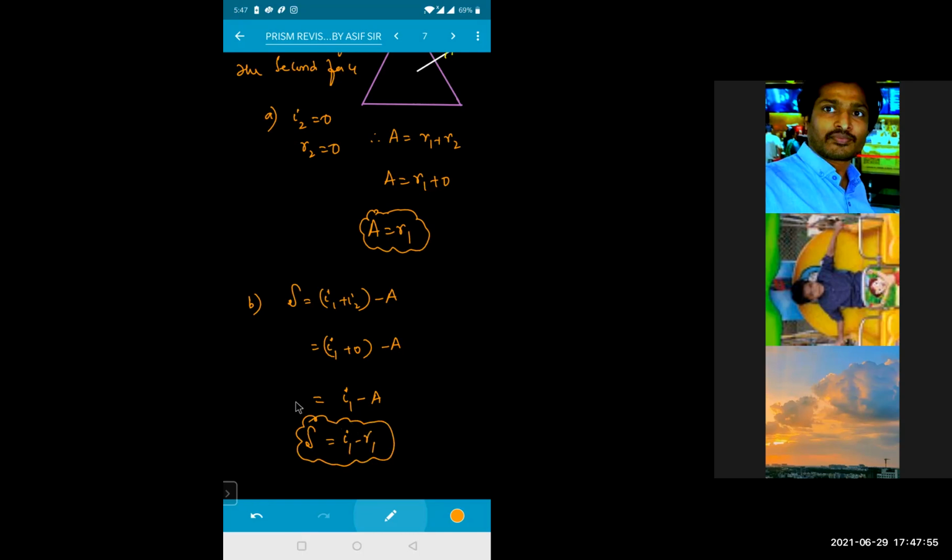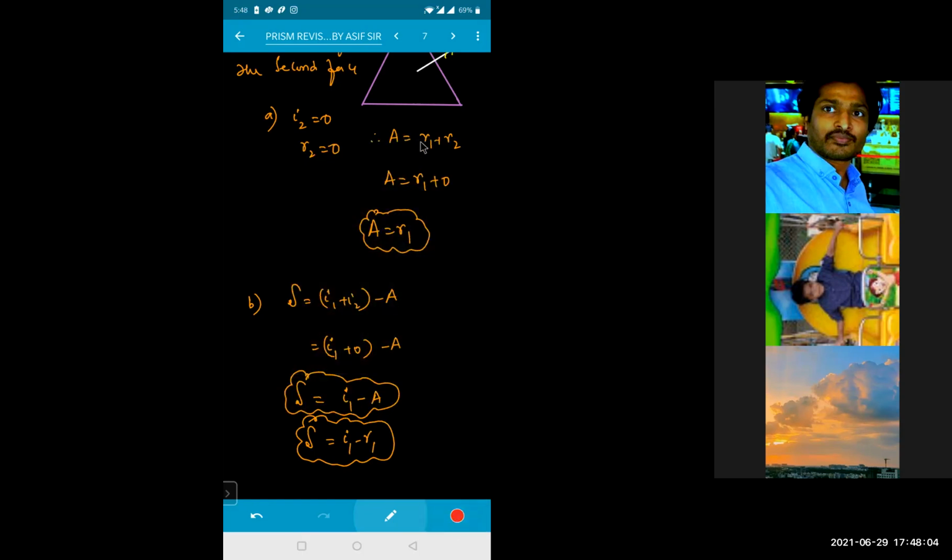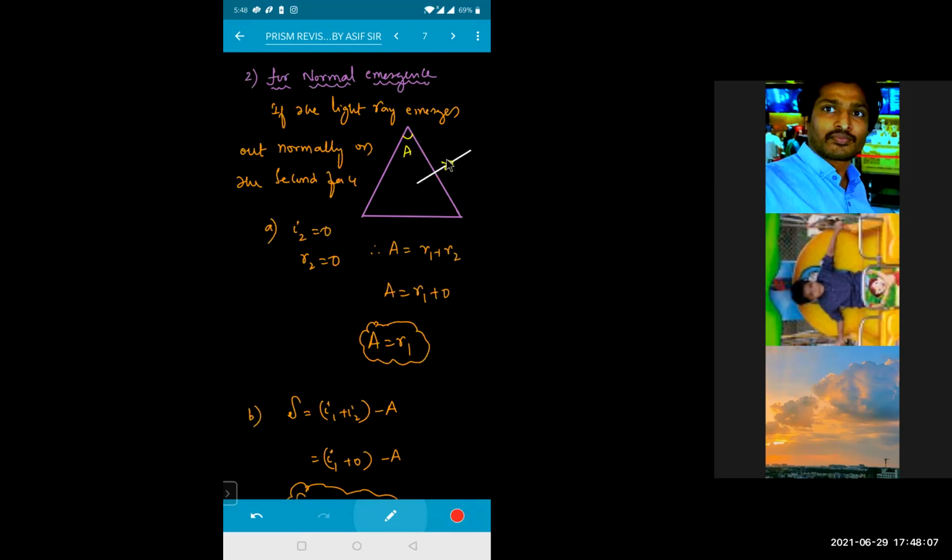I can even write like this: or deviation, if angle of prism is given, it is I1 minus A. Clear? Chalo. So this is for normal emergence, when it is coming out normally. Okay, the next one.